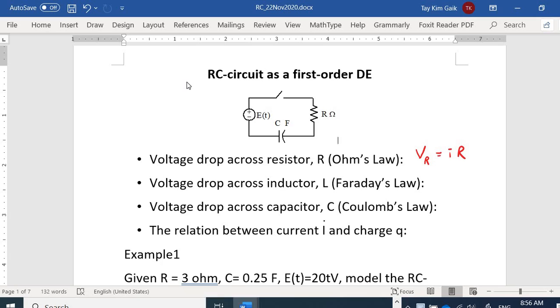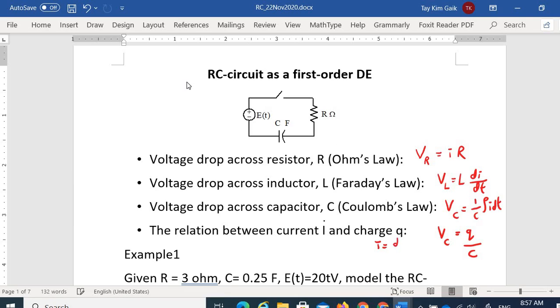Voltage drop across the inductor L, which is VL equal to L di dt. Voltage drop across the capacitor, we denote as VC, is 1 over C integral I dt. Or if you want to find it in terms of charge, then VC is also equal to Q over C. We have a relationship between current I and charge Q: I is the rate of change of charge. I is dq dt.